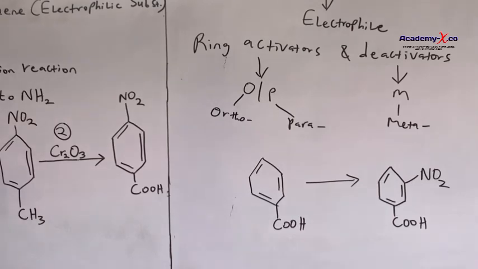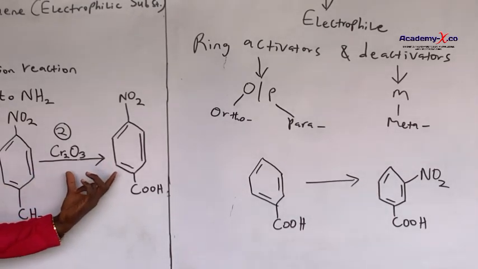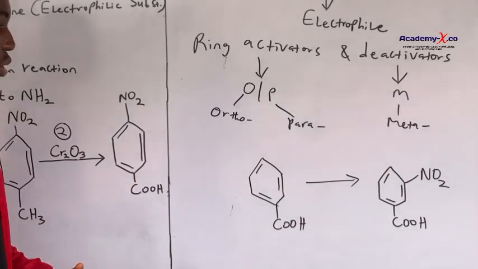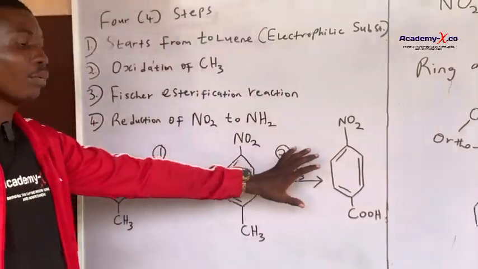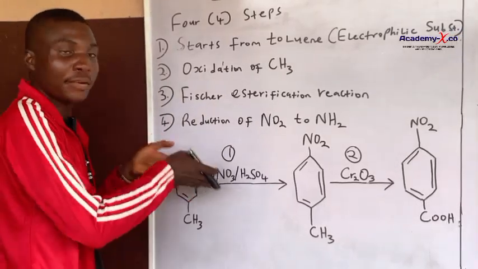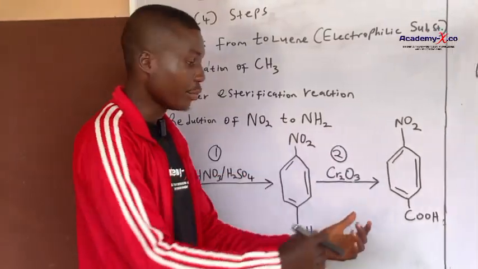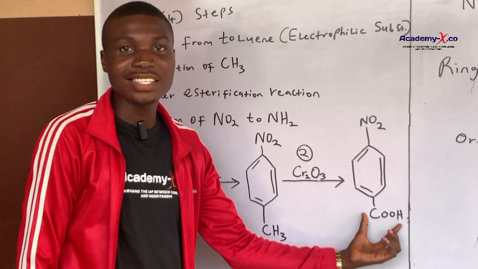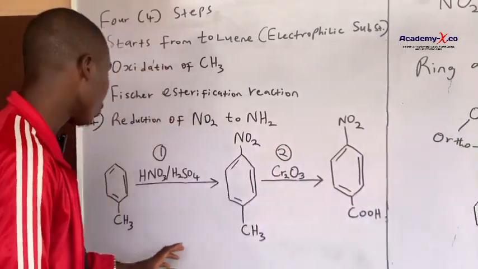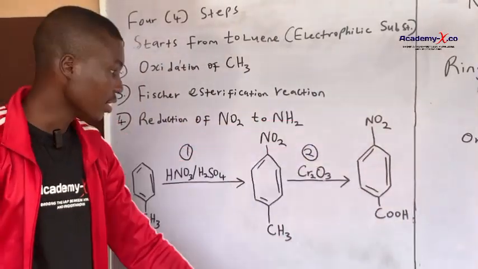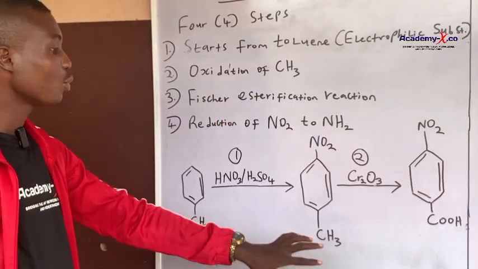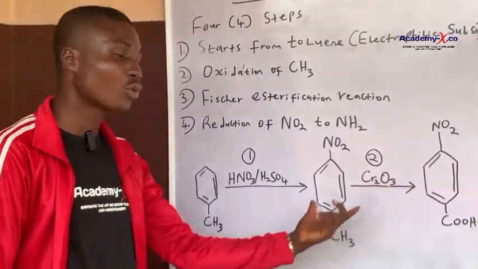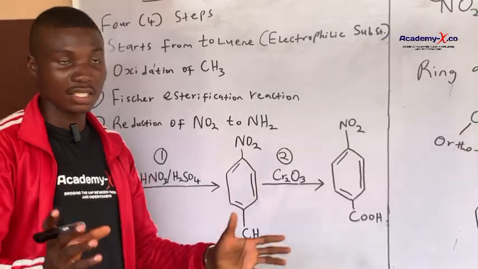So that is why it is important for us to start with the first step before we go over to the oxidation step. All right, so that is why we have to start with this step before we go to this step, because this group is going to be a deactivator and we don't want that. What we want is something like this. So now we're done with the oxidation of the methyl group to the carboxylic acid functional group using the chromic acid or chromium 3 oxide, as the case may be.